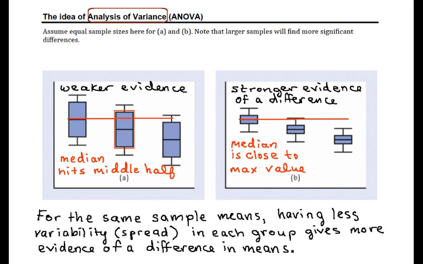So this is one way of putting into words what we want to take away from this picture, that for the same sample means, having less variability in each group gives more evidence of a difference in means. In other words, that difference between two means is all relative to the spread of the distribution. We can't really say how far apart are 80 and 90 until we know what typical values are around that 80 and what typical values are around that 90.